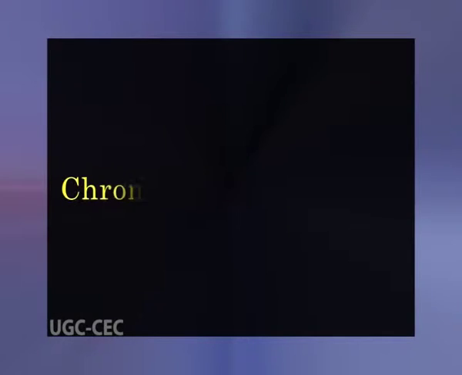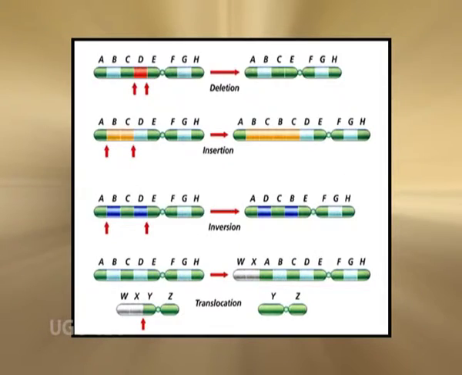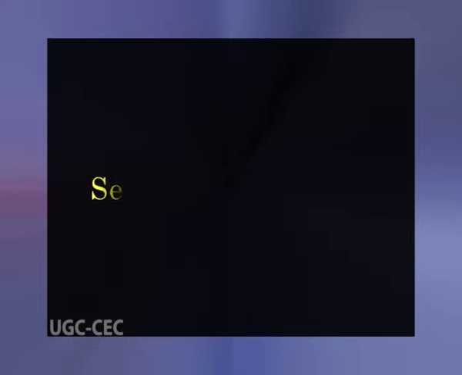Chromosomal mutations. Chromosomal mutations are changes in the number of chromosomes or the structure of a chromosome. Second source of genetic variation is sexual reproduction.